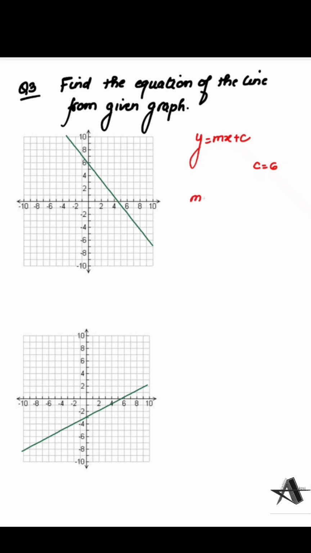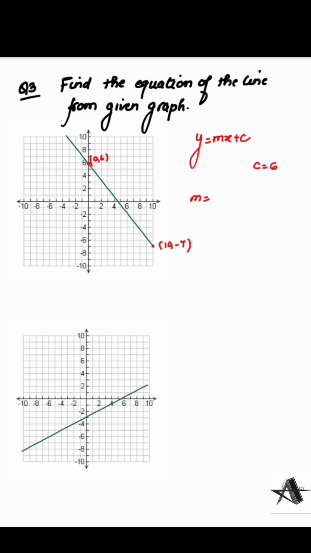Gradient is change in y over change in x, and to calculate it, let me pick two different points. Let me say one point be at this, which is (0, 6). And next point would be here. You can choose any two points, but try to find those points which have integers in it, rather than this one, which would be 4.5. If you are not sure whether it's exactly 4.5 or 4.6, better is to choose those two points which will give you perfect integers. So like this one, definitely this will give you (10, -7).